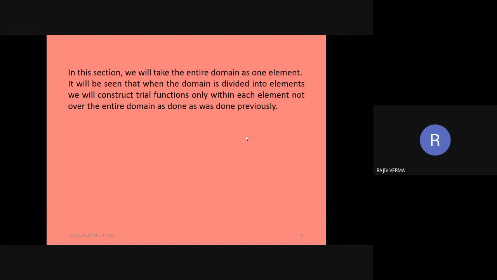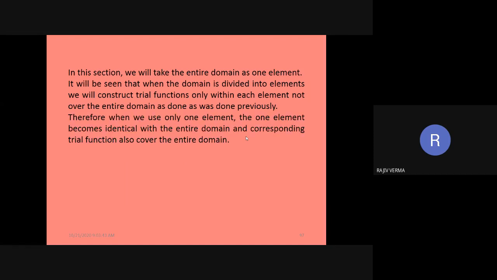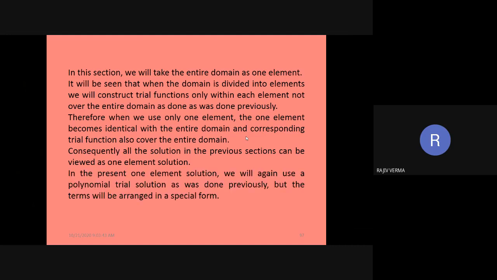Therefore, when we are using only one element, the entire element becomes identical with the entire domain, and corresponding trial functions also cover the entire domain. Consequently, the solutions which we have already derived in the previous sections can all be viewed as a single element solution.